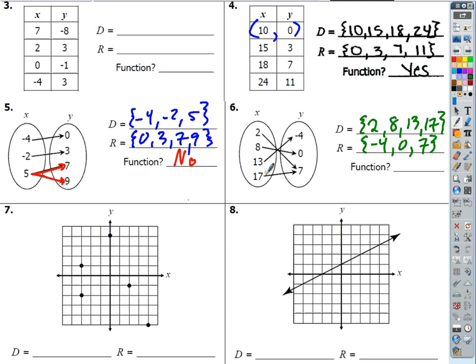If I look at the rule here, all we have to ask ourselves is, does each of these input values only pair with one output value? Yeah. If I input a 2, I only get one output, and that's a 7. If I input an 8, I get only one output, that's a 0.